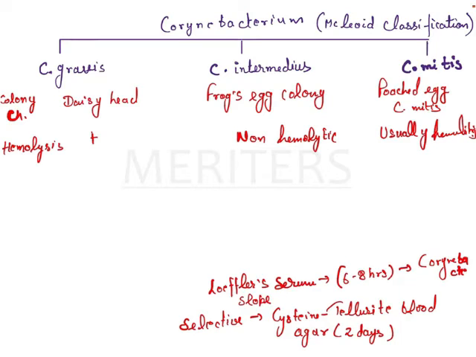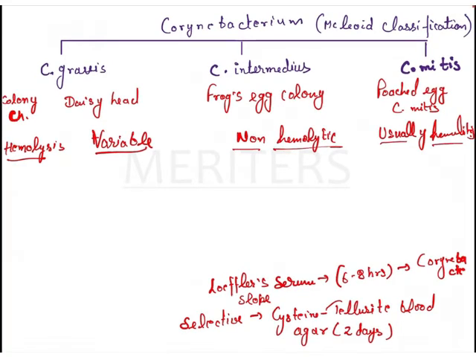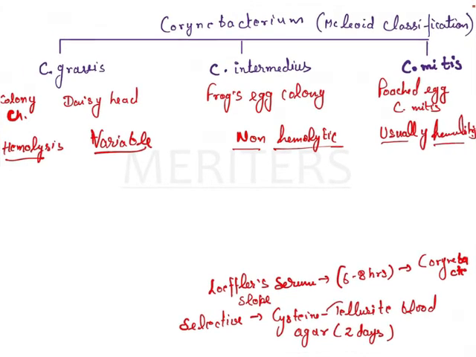C. gravis may or may not show hemolysis. It can be variable, not positive. So again, I'll repeat this. Hemolysis will be variable in C. gravis, non-hemolytic in C. intermedius, and C. mitis will be usually hemolytic. Then if we discuss glycogen and starch fermentation, that is positive for C. gravis, negative for intermedius, and again negative for C. mitis.